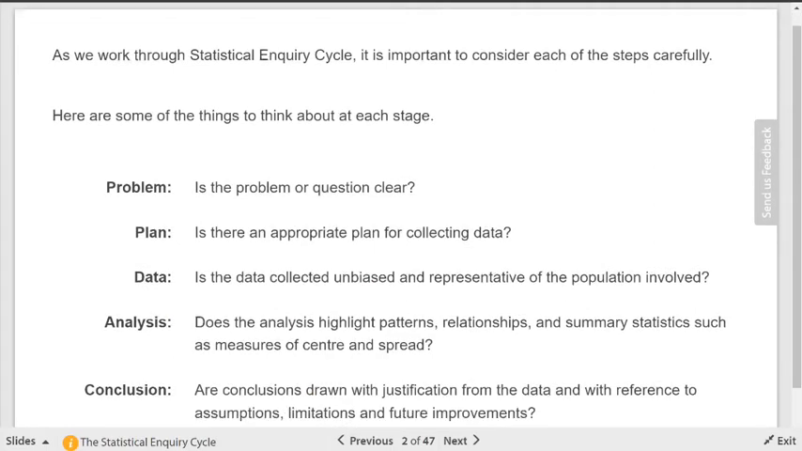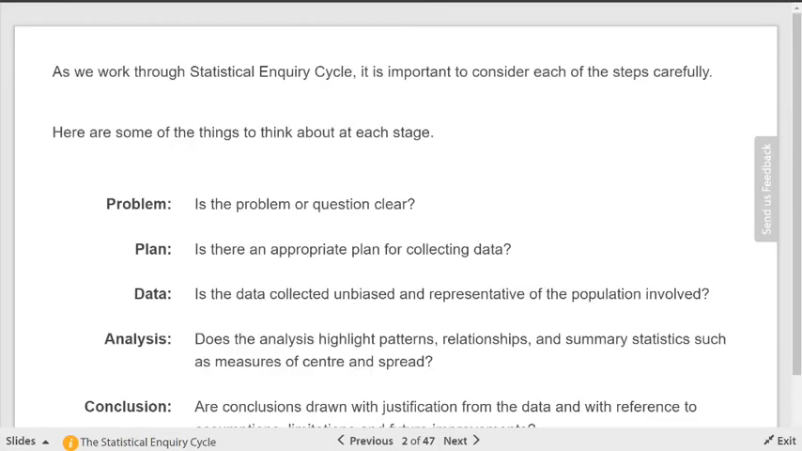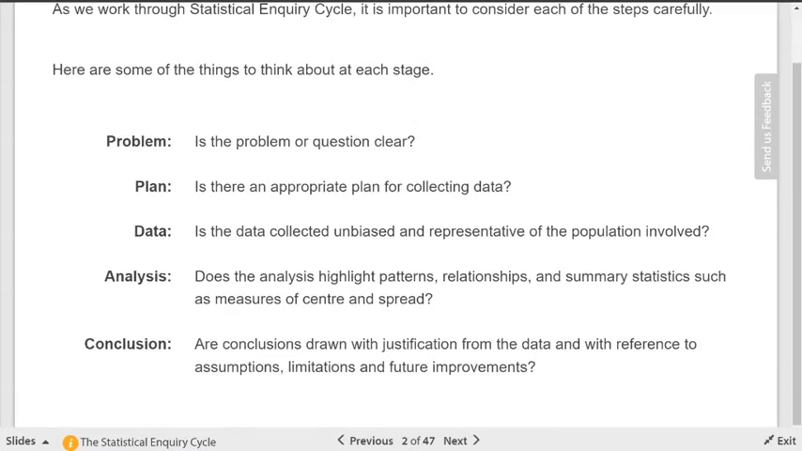Here are the things. There are some things you need to know that are really important to think about at each stage. When you're stating the problem, you have to make sure that the problem or question is clear. Studying the health of everyone on the planet is not a good question. Studying a specific health problem for a specific population might be a better problem. You need to have a plan. Your plan should include everything that can happen, as well as everything that could go wrong, and how you are going to fix it.